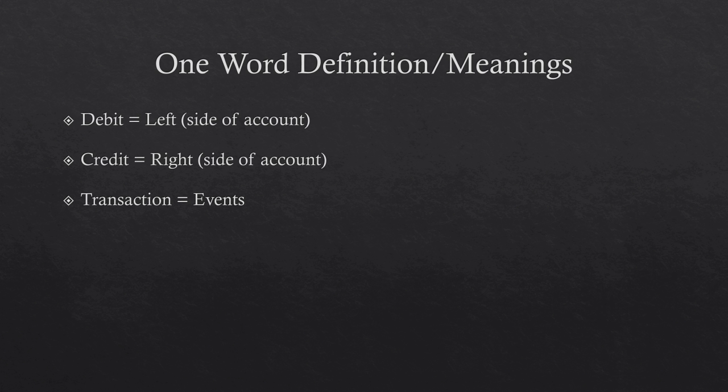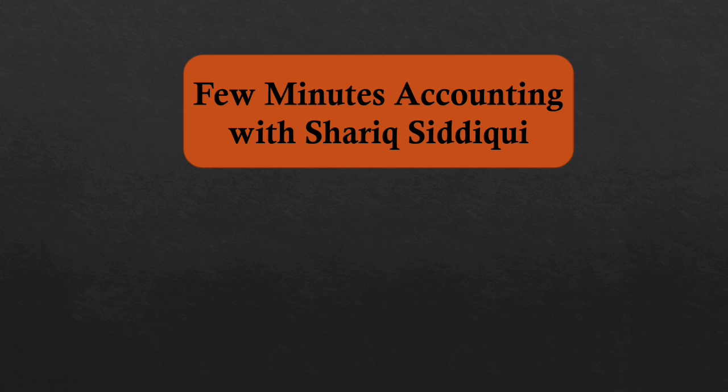Debit means left, and credit means right. Debit and credit are the names of accounting sides. Transactions, events that occur in business. Example: purchasing, selling, investing, or paying expenditures or loans, etc.